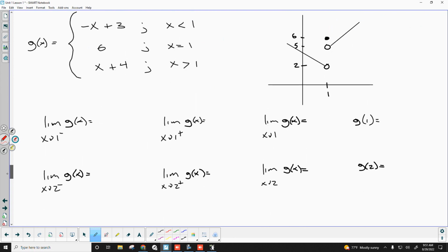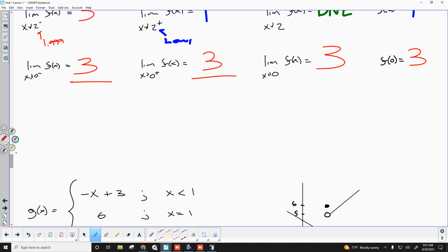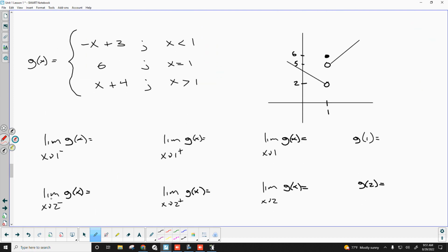All right, let's skip the 2s and just worry about the 1s. I hope we know that at and around 2, we're using this piece, and I'm going to get 6 across the board. But that's not the interesting part. Let's look at and around 1. Go.